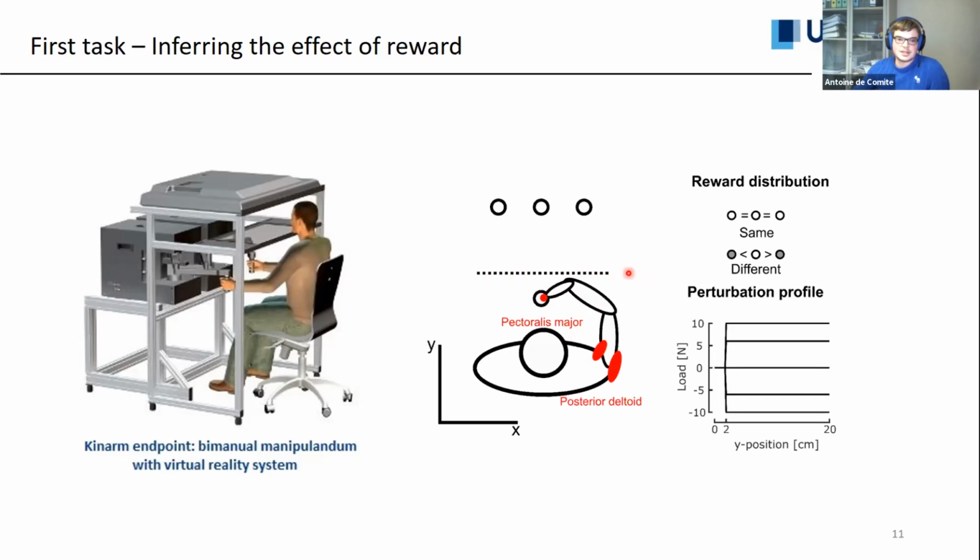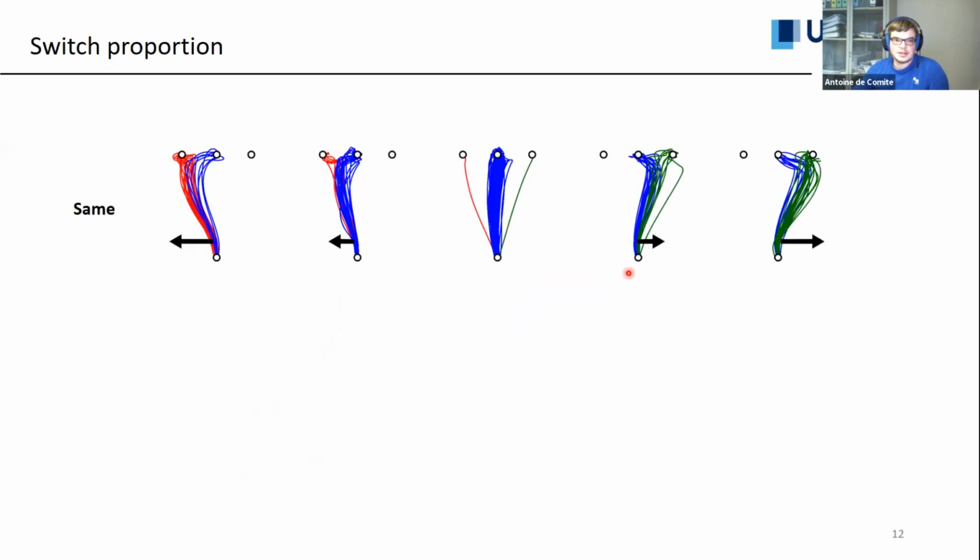If we look first at the kinematics, here are the results that we obtained for a typical subject. In the same condition, when all the targets had the same reward, we observe that when there is no perturbation, most of the time you go to the nearest target. And if you introduce a perturbation to the left, for example, you see that the larger the perturbation, the more trials will reach this target. And this is the same for the right perturbation.